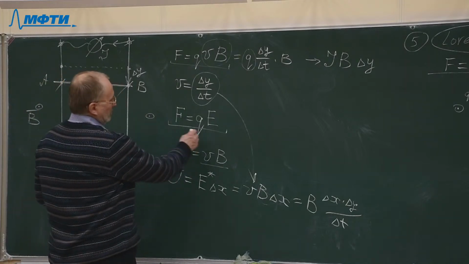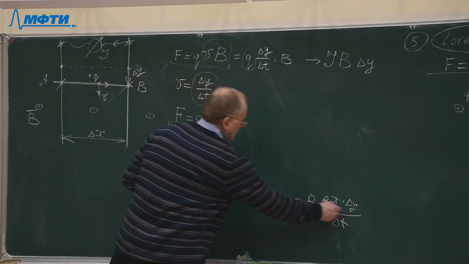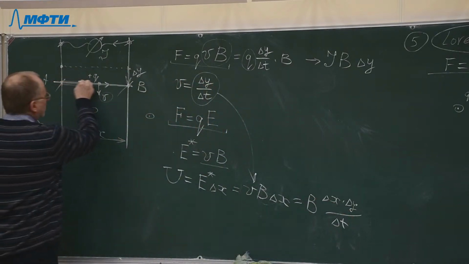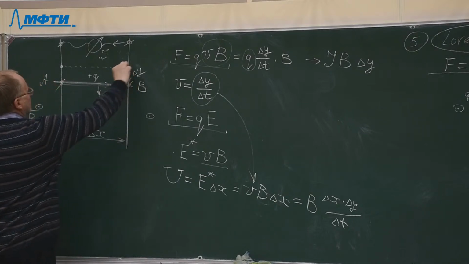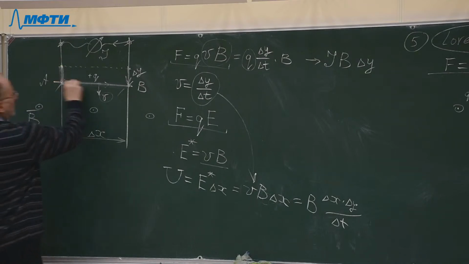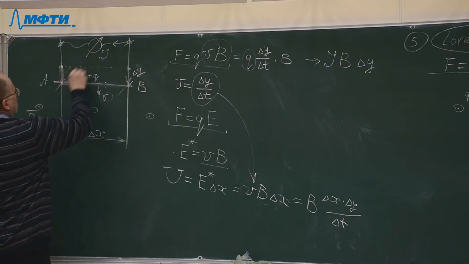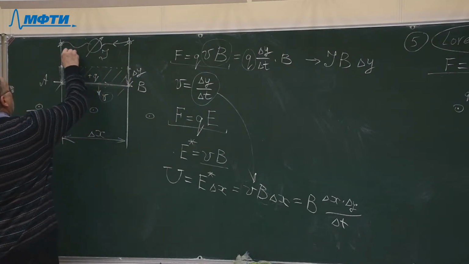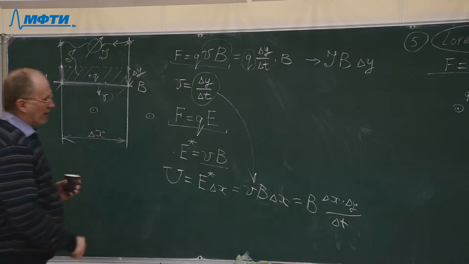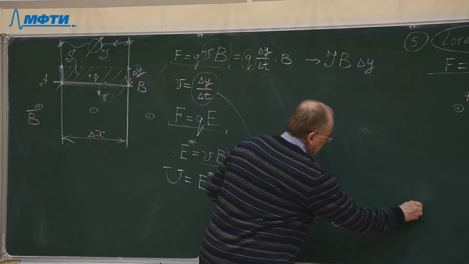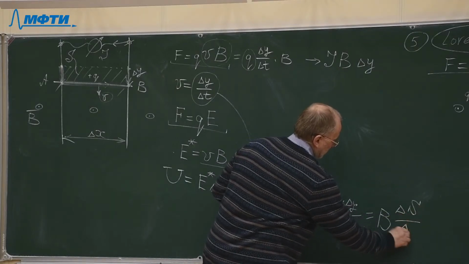And delta x times delta y, what is this? Delta x is this length and delta y is this vertical length. So if we multiply this section by this section, we will obtain the area of this rectangular figure. The area is delta S. So this will give us B delta S divided by delta t.